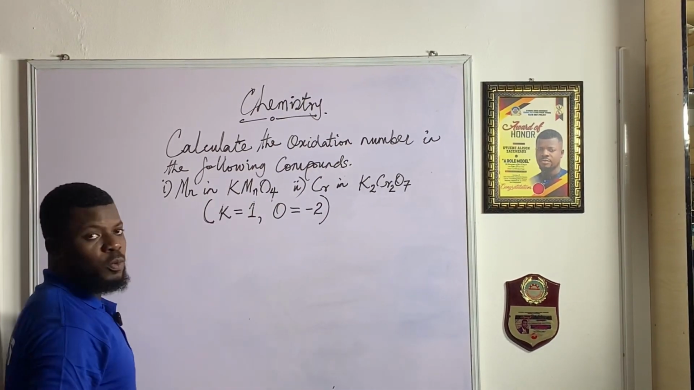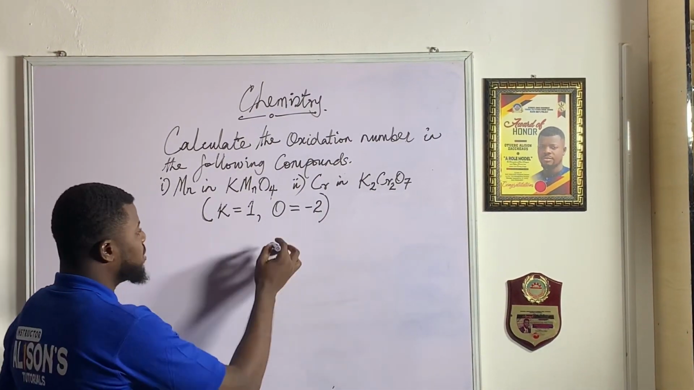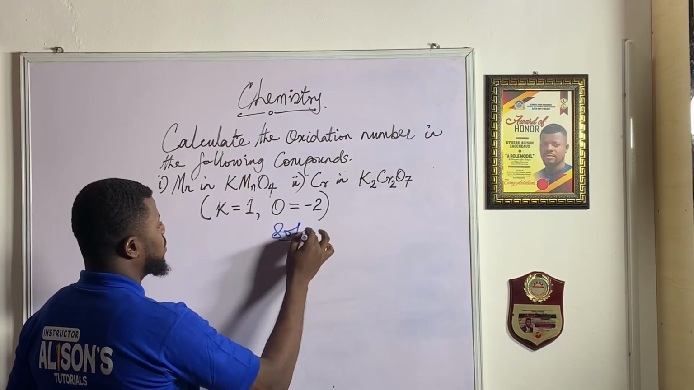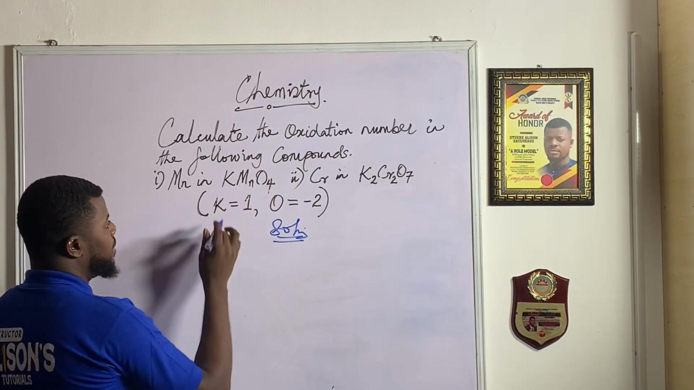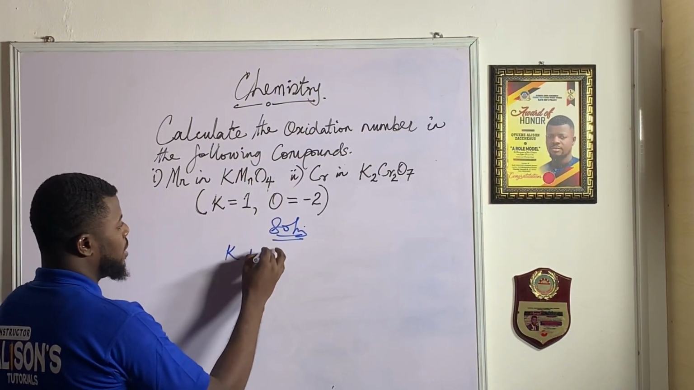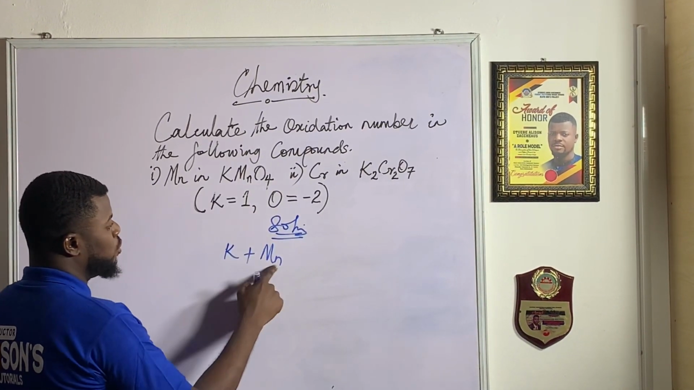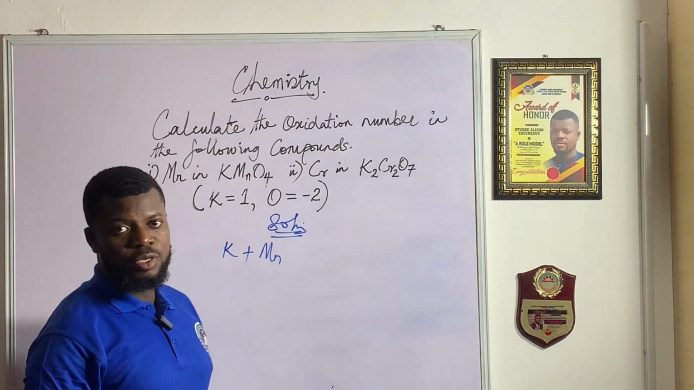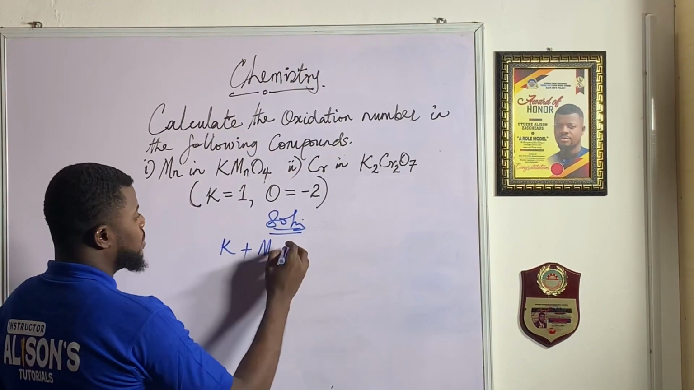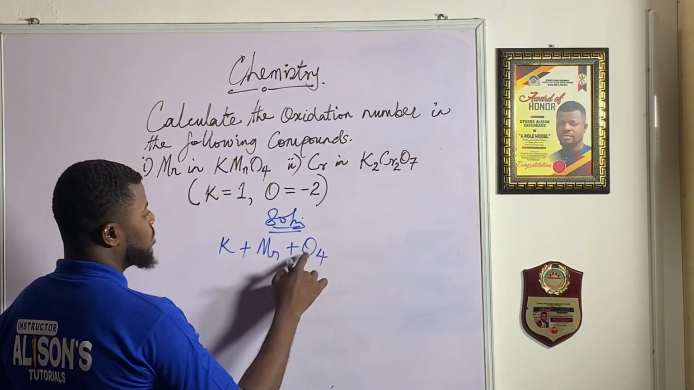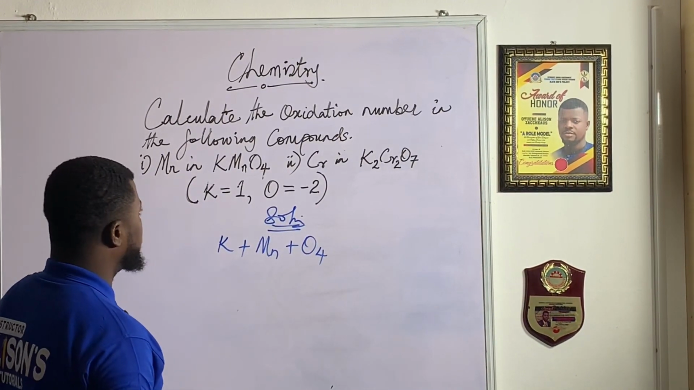Let's work on this. What are we supposed to do first? The first thing is to make sure that you add up all these elements we have here: K plus Mn. In some cases, since you're looking for this, some persons may just represent that with X. But let's just leave it like that. So plus, we have this oxygen with 4 atoms.